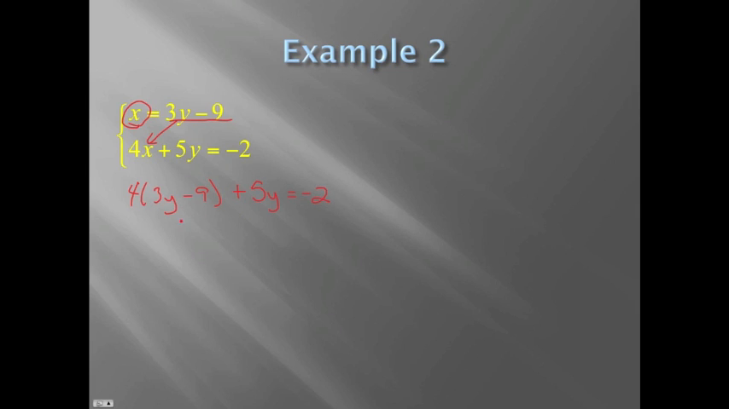And now, one variable, we start simplifying. That's 12y minus 36 plus 5y equals negative 2. We can combine those and get 17y minus 36.